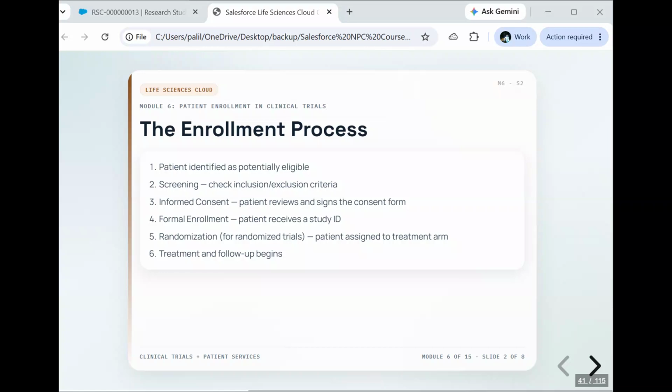If they pass screening, they sit down with the site staff to review the informed consent form, a document that explains the trial in full, including risk, benefit, and what participation involves. The patient must sign this form voluntarily before they get enrolled. Once consent is obtained, the patient is formally enrolled, receives a unique study identification number, and in a randomized trial is assigned to a treatment arm.